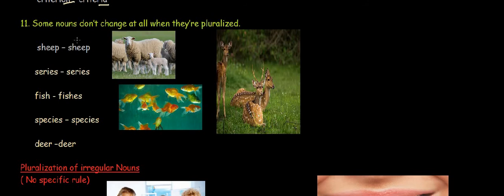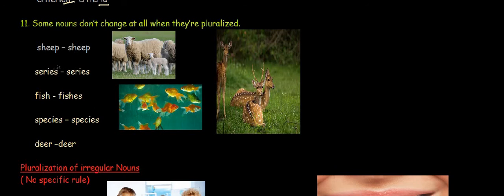So now the 11th method is really something that we must remember very clearly. In the English language, there are some nouns that do not change when they are pluralized. For an example, sheep. The singular noun is sheep. The plural noun too is sheep.